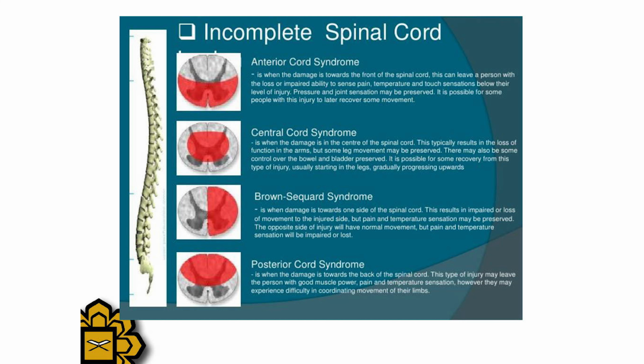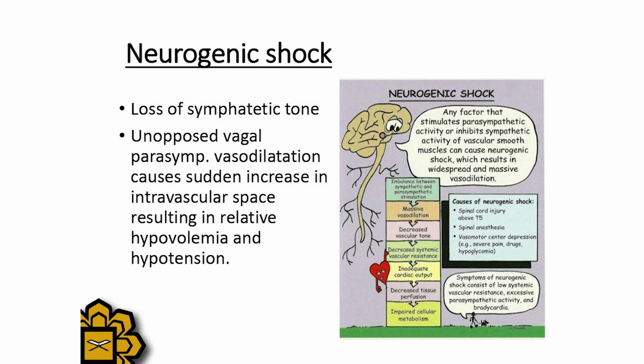Okay. So what is neurogenic shock? The patient can also have spinal shock at the same time. When you have an injury above T5, there is a loss of sympathetic tone, a sympathetic change, so that's why your parasympathetic becomes dominant.